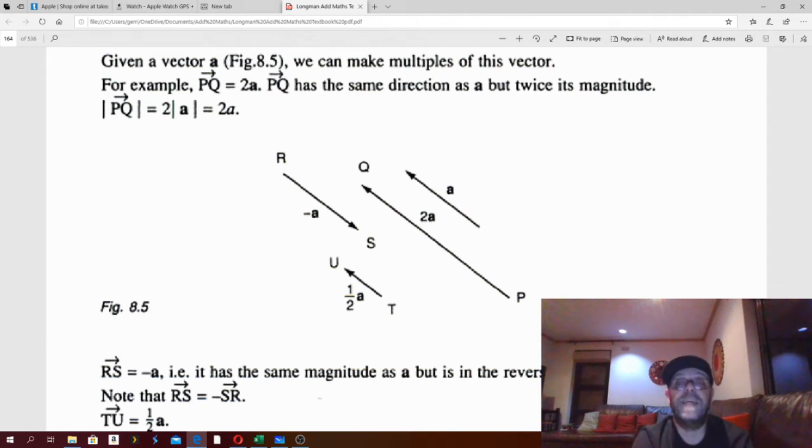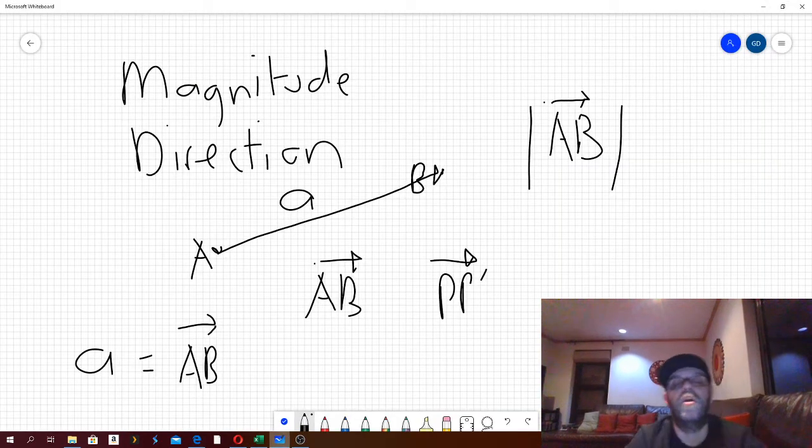If I look at the vector TU on the left-hand side down the bottom there, that is half the length of the vector A. So that would simply be a vector called half A. And then I look at the RS vector, which you can see runs in the opposite direction to the A vector or the PQ vector. Being the same size as A, but running in the opposite direction, we'll call that negative A. So a negative in front of a vector means that we're going in the opposite direction.